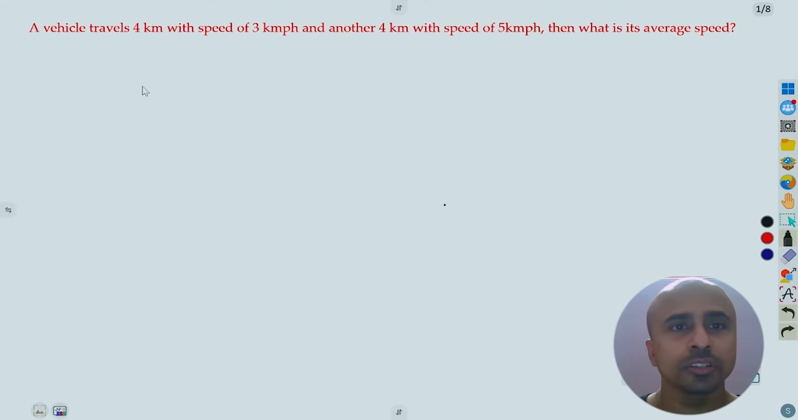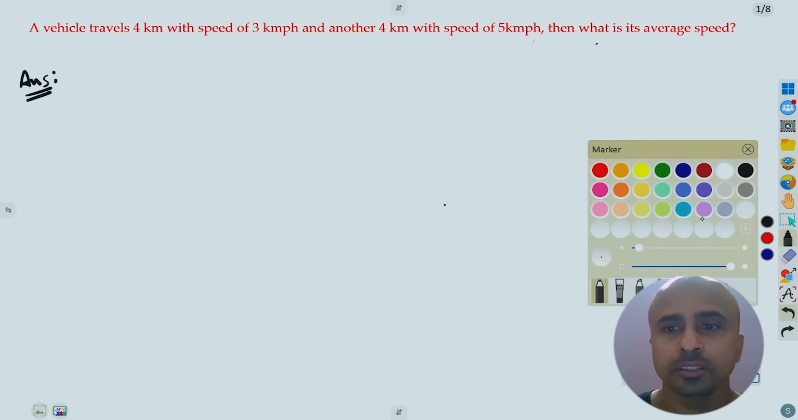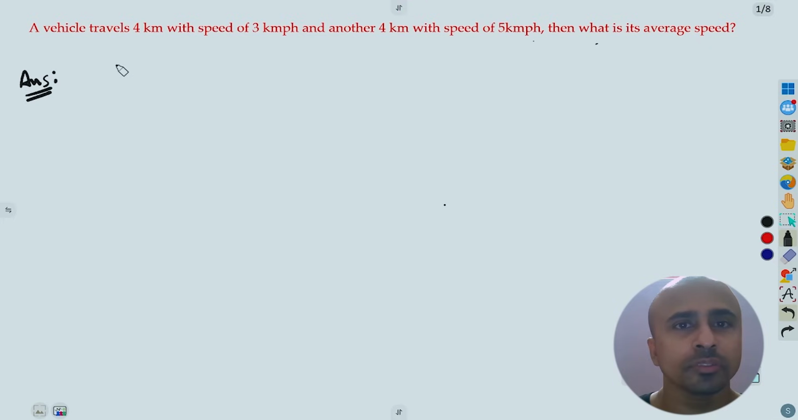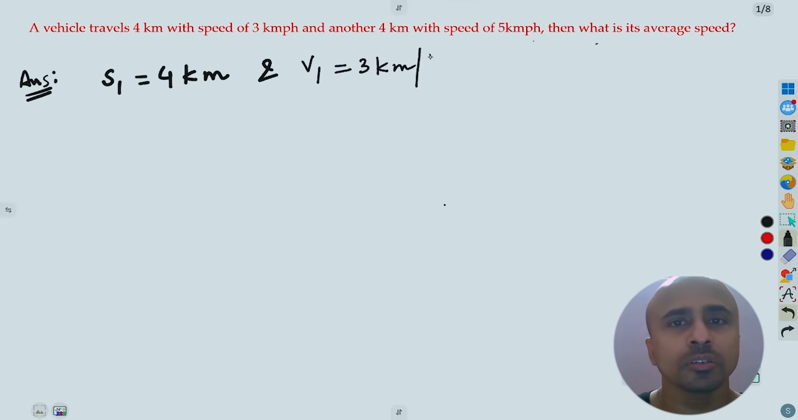A vehicle travels 4 km with speed of 3 km per hour and another 4 km with speed of 5 km per hour, then what is its average speed? So let us first write down the data given. The vehicle first travels 4 km with speed of 3 km per hour. So let's write this as S1 equal 4 km and V1 equal 3 km per hour.